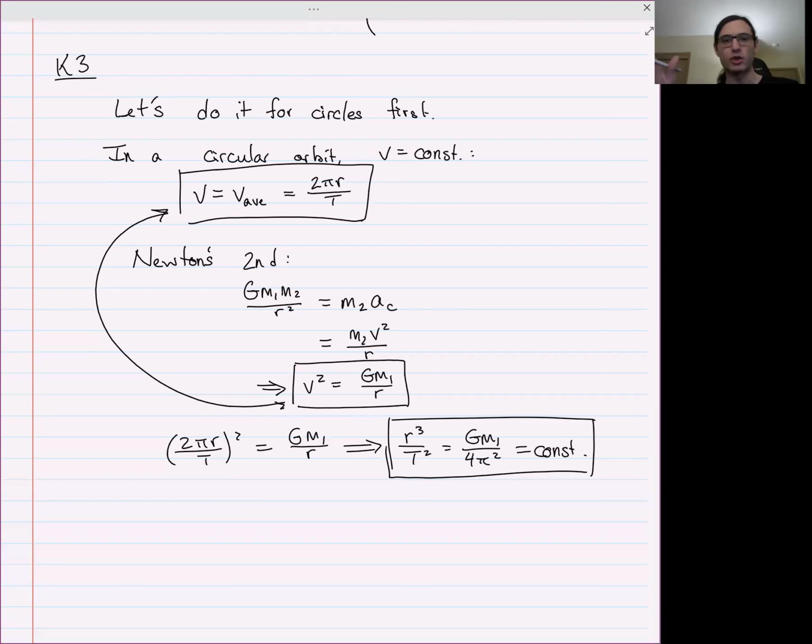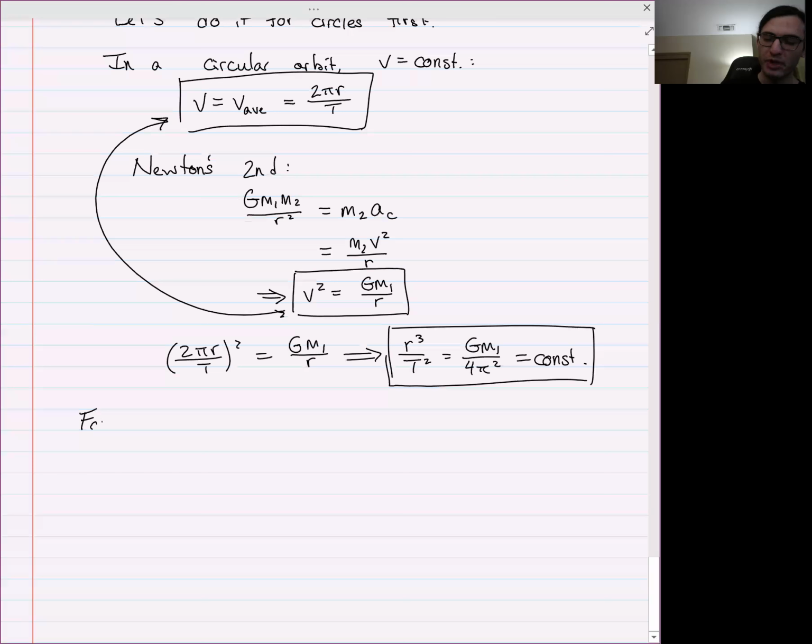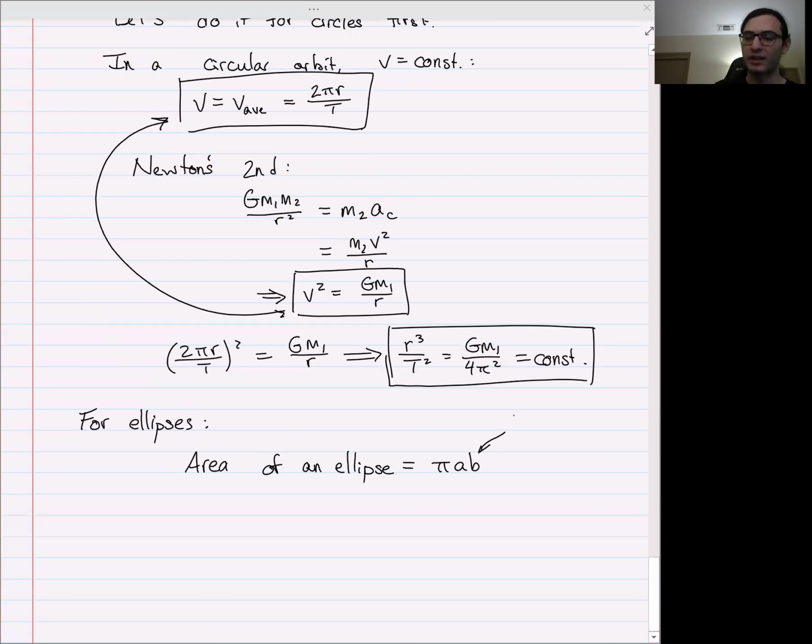For ellipses, it's a little bit more challenging. I'll take like 5 minutes to go over it, and then we'll be done. But it amounts to much of the same. It just requires a little bit of elliptical geometry. So first, we need to actually know the area of an ellipse. There's a nice, neat formula for it. It's just pi times a b, where a is the semi-major axis and b is the semi-minor axis. It's the shorter radius.